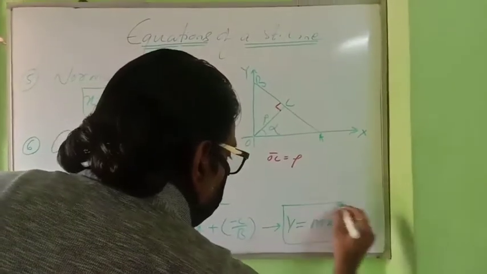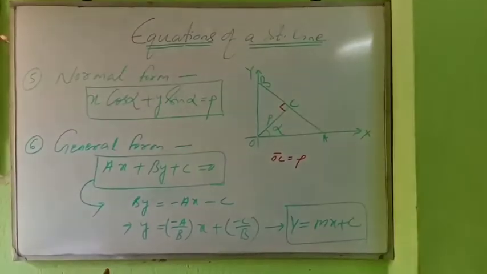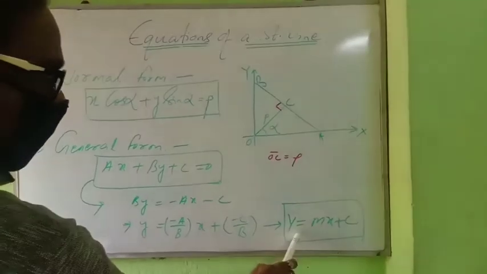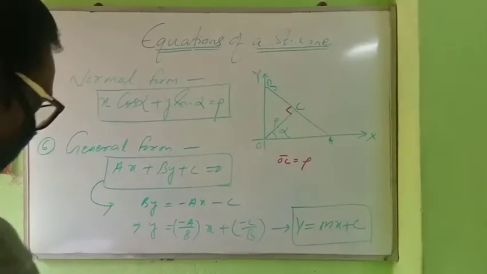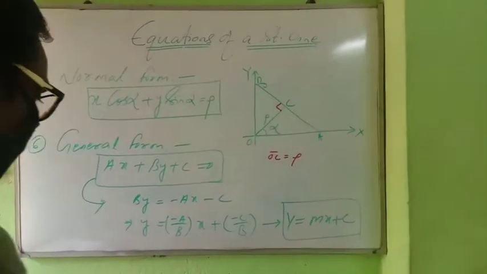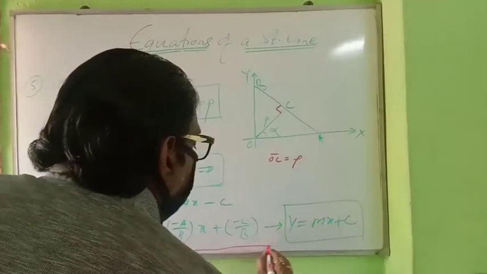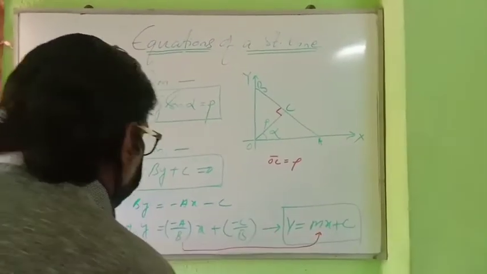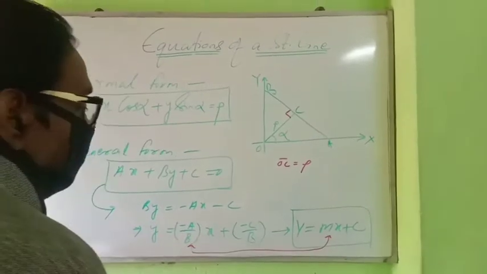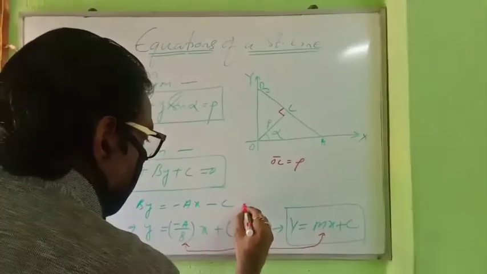Just compare the equation of the line with y = mx + c. Now m is equal to how much? m is equal to minus a by b. This m is nothing but the slope. Slope means gradient, and this one is the y-intercept. Just compare.